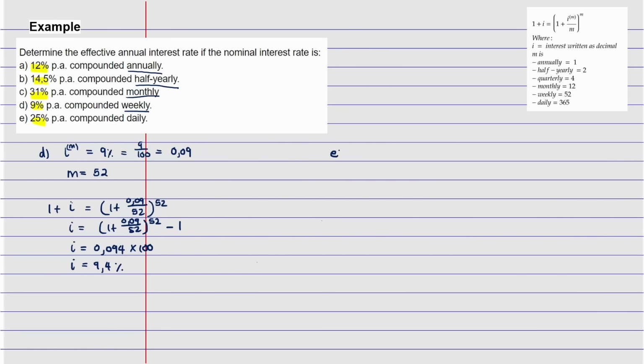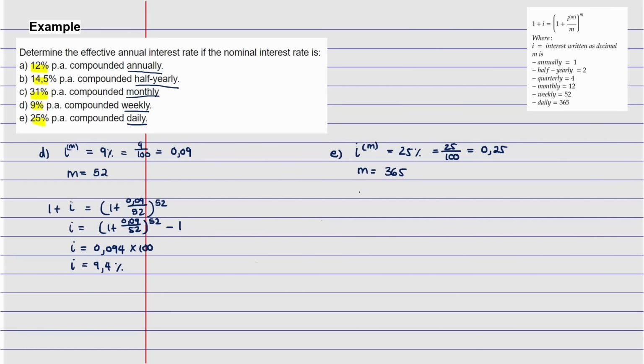Now doing E. It's the nominal rate, which is I to the power M, equal to 25%, which is the same as 25 divided by 100, which is equal to 0.25. This is compounded daily, so M is going to be 365.